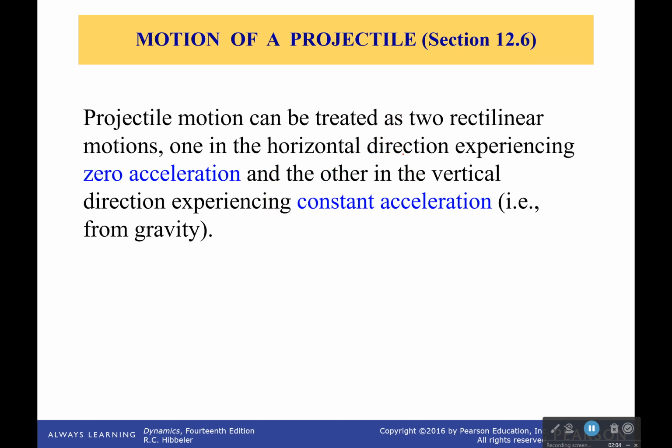So all these cases are cases of projectile motion. Projectile motion can be treated as two rectilinear motions. One in the horizontal direction, experiencing zero acceleration. We are assuming that there's negligible air resistance. And the other in the vertical direction, experiencing constant acceleration, which is only gravity. And once again, from all these questions, we'll be assuming zero air resistance, a frictionless vacuum.